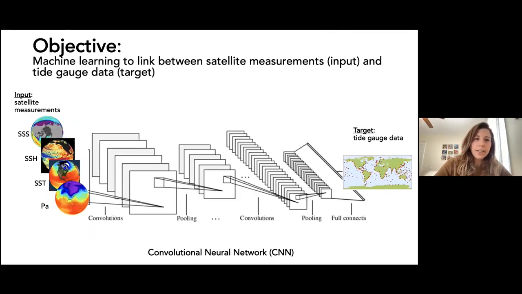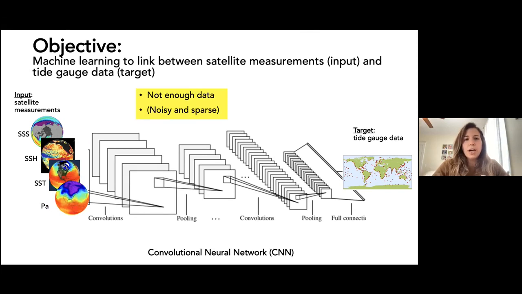Drawing on this, and looking again at our problem, we really don't have that much observational data. There are only a few decades of satellite data if we're lucky. Some of these measurements are way shorter. And also, looking at the target data, the tide gauge data is a little noisy and a little sparse, and that's going to be a struggle as well. So using this method of transfer learning will actually enable us to strengthen this network.